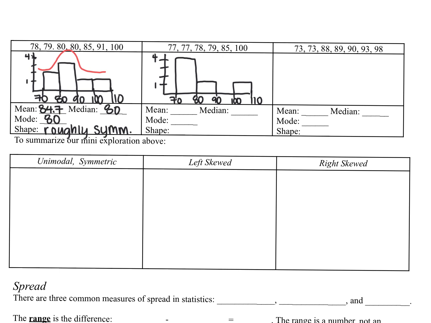So this time my mode is 77. There are only 6 numbers in my data set, and when I start crossing them off, I end up with 78 and 79 left, which means my median is going to be 78.5, which is directly in the middle between 78 and 79. And when I calculate the mean, I'm going to get 82.7.